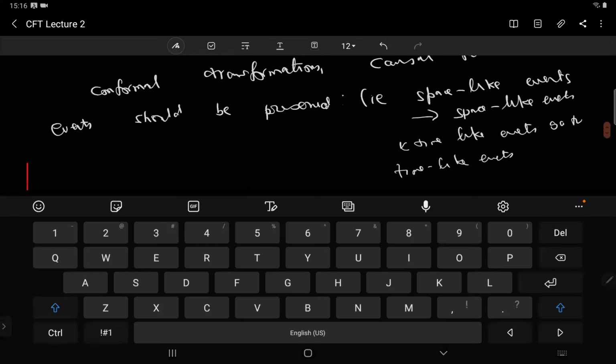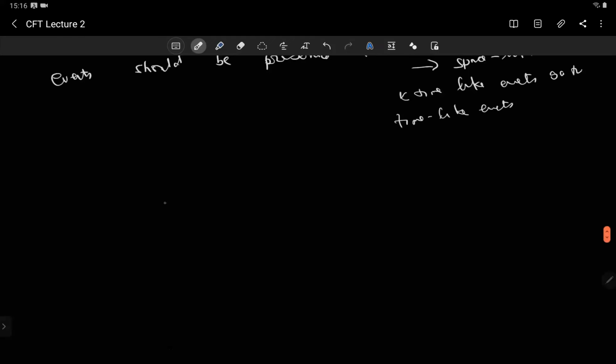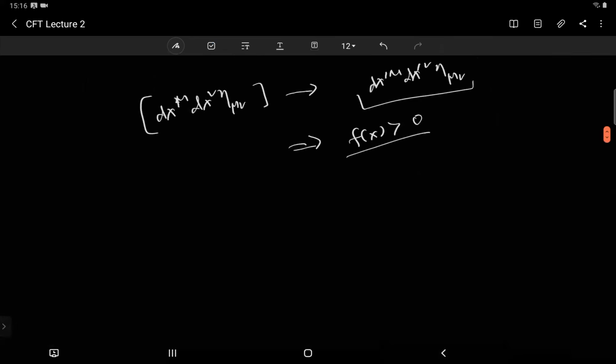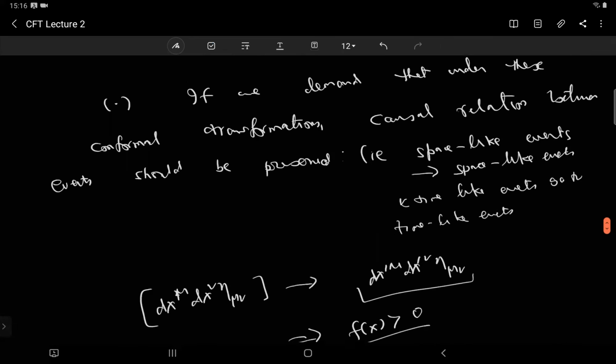What that means is that the sign of dx^mu dx^nu eta_mu_nu, the relative signs, should be the same. But that means that when you go to dx'^mu dx'^nu eta_mu_nu, if the sign has to be the same, then f of x has to be greater than 0. So if f of x is greater than 0, then space-like events will go to space-like events, and time-like events will go to time-like events. So we will further demand that f of x is greater than 0, so that the causal relation between events is preserved.